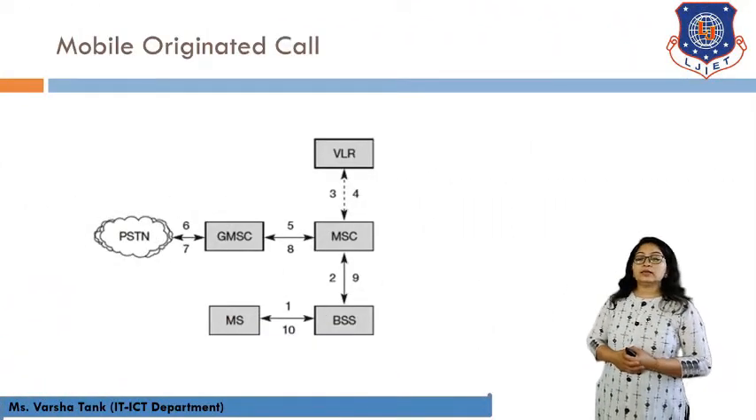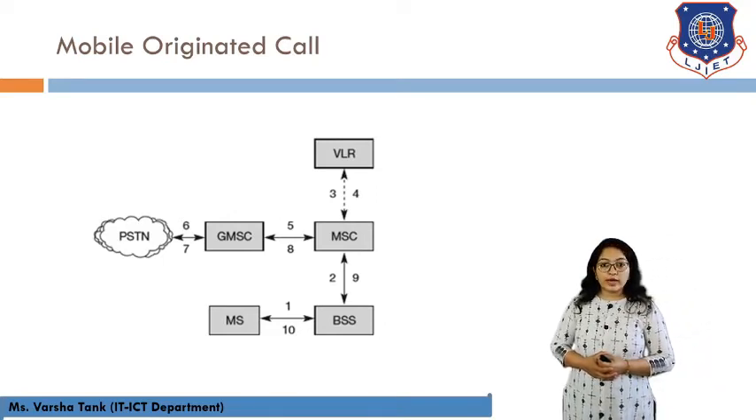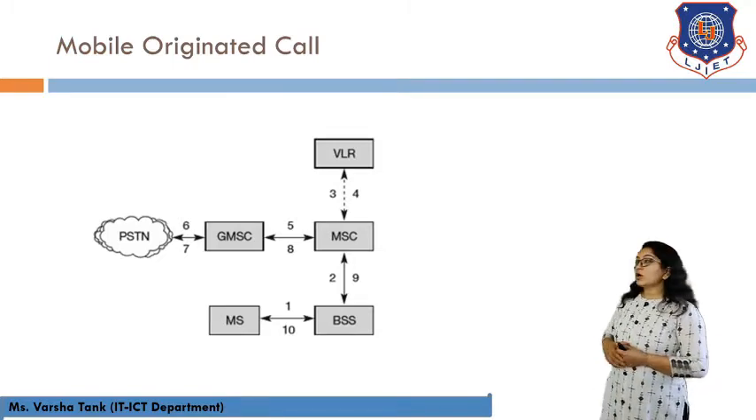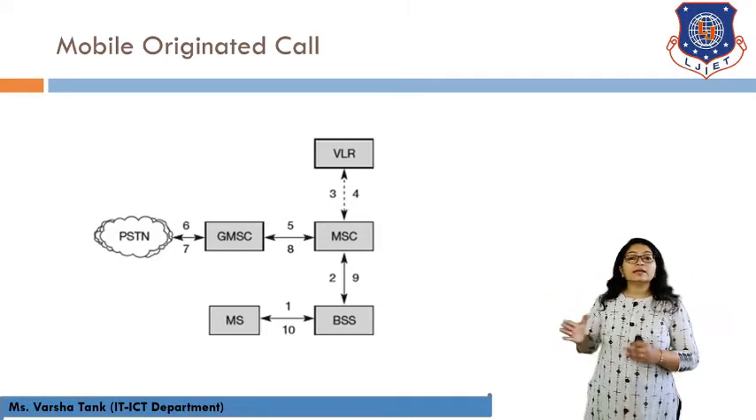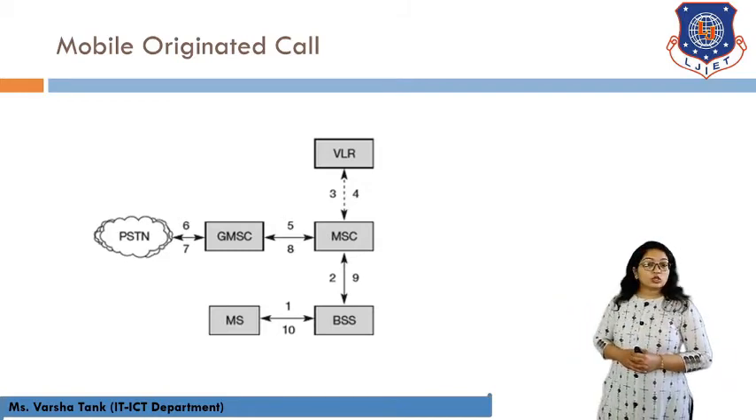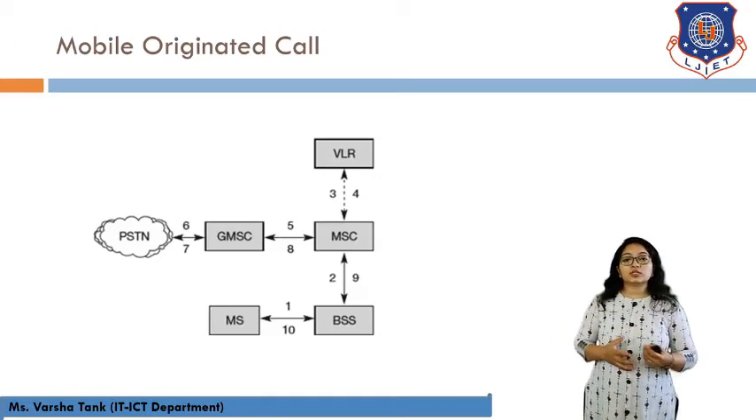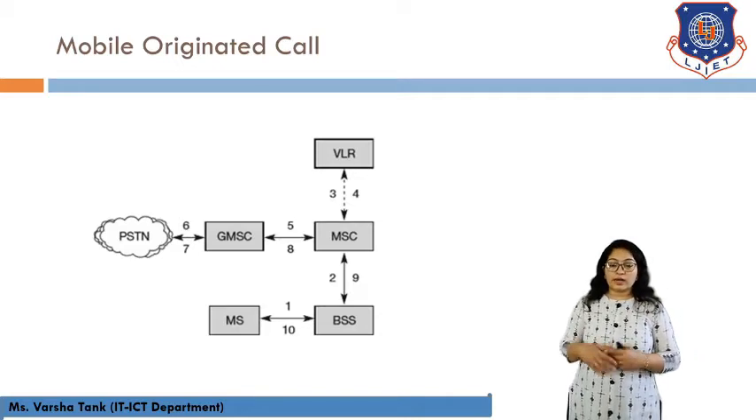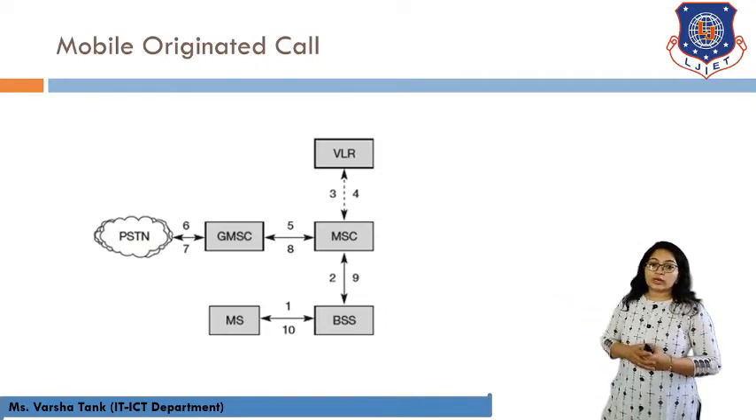Now see the example for the mobile originated call. Suppose you are dialing the call from your mobile station. Using the mobile station you dial the call, and the signals will be received by the BSS. What is the BSS? It is the base station subsystem. It has the BTS, base transceiver station, and the BSC, base station controller. Combined, this is known as the BSS.